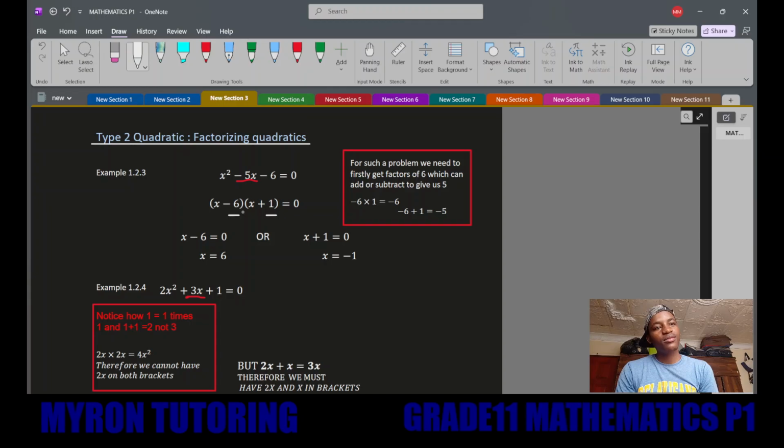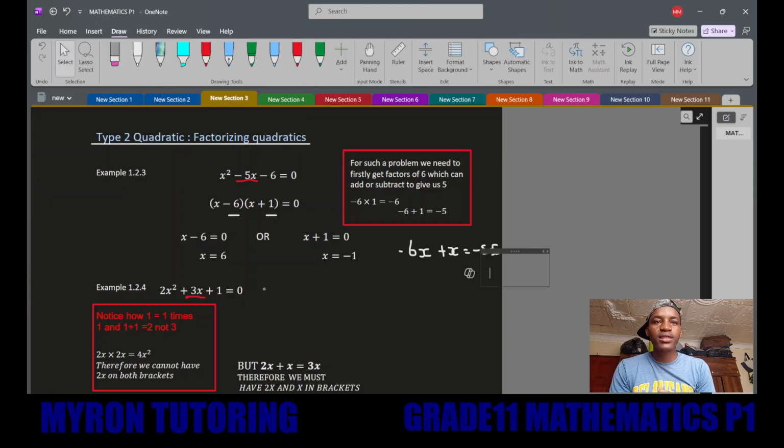Because -6 times x is -6x, and +x times +1 is x. So we were going to have negative 6x plus x, which is negative 5x. So we just keep all these things in mind when we are factorizing.